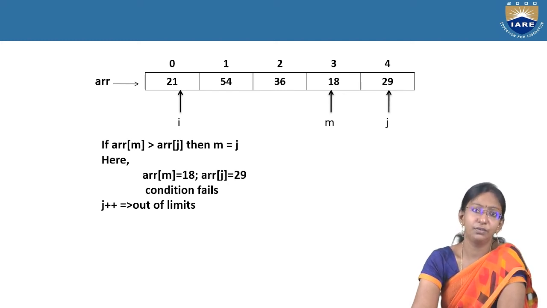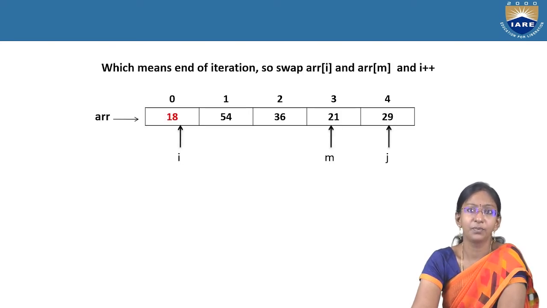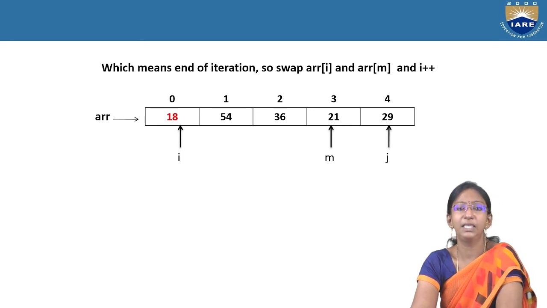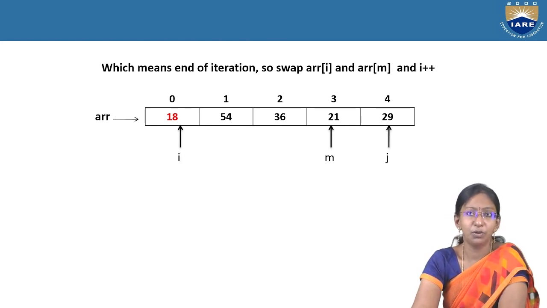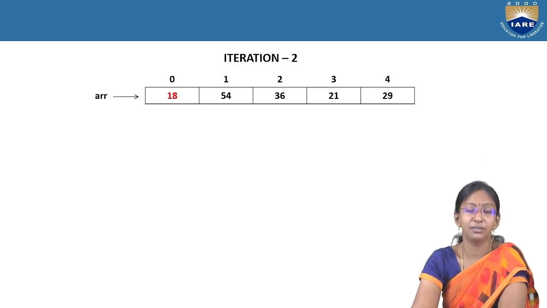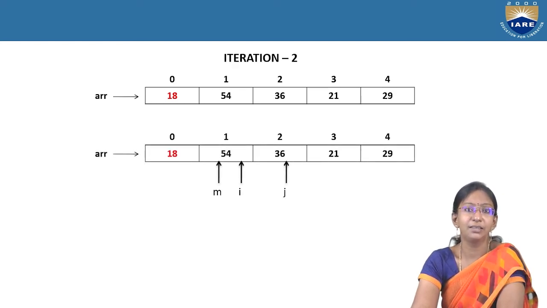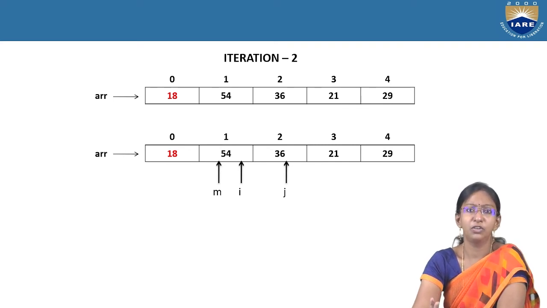When you reach the end of the first iteration, swap the content of the elements pointed by M and I. That's what I have done. So 18, the least value of the list, has come to its first position, or the 0th index. Okay, let's start the same process with the remaining list in your hands. Now I is initialized with index value 1. M is also initialized to index value 1 and J is initialized to the next position of I.